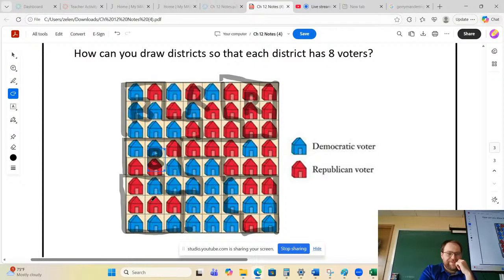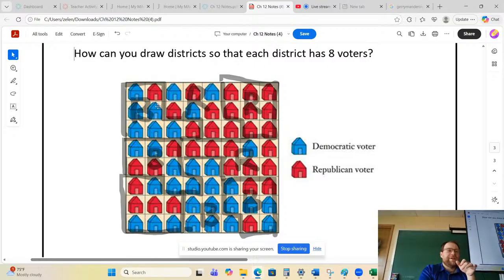This one, that's a tie. So that's not really going to help anything. This one is blue. This one is blue. This one would be red. Blue wins 4-3. Blue wins 4-3 there.